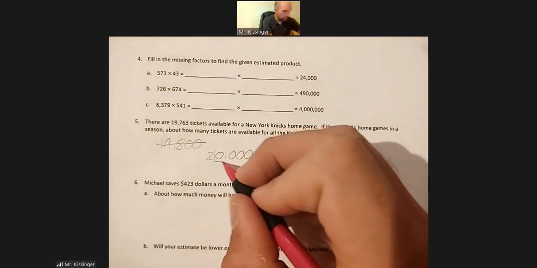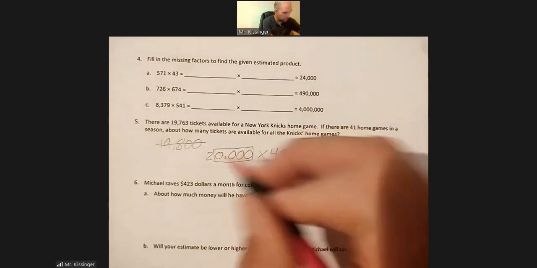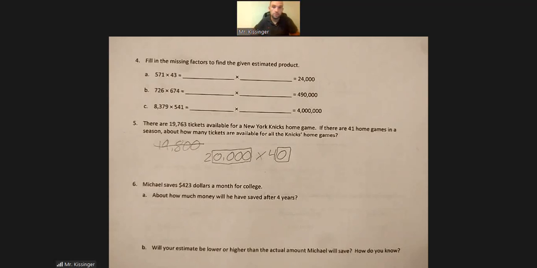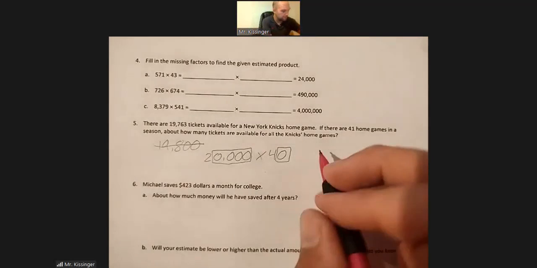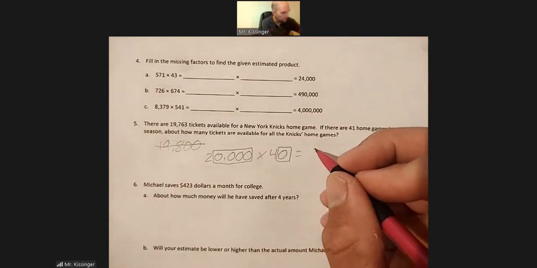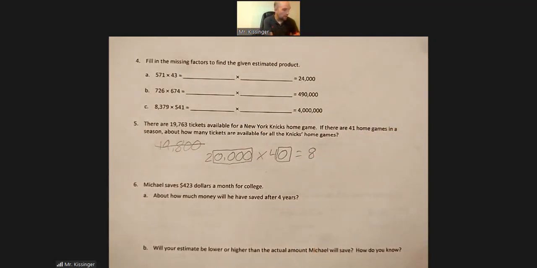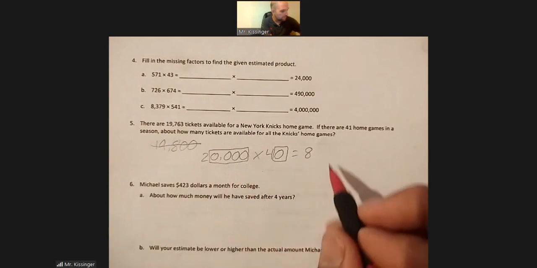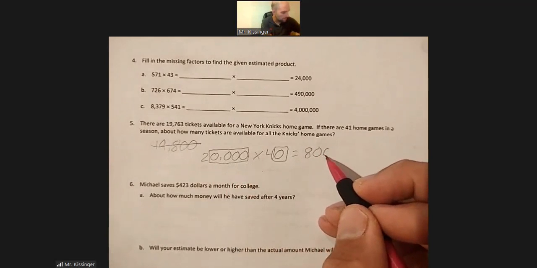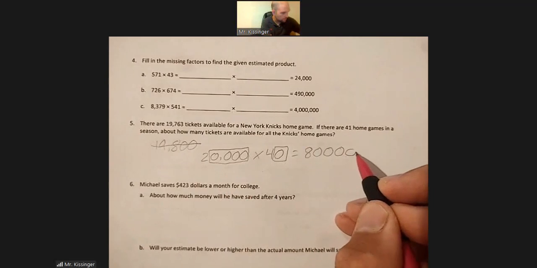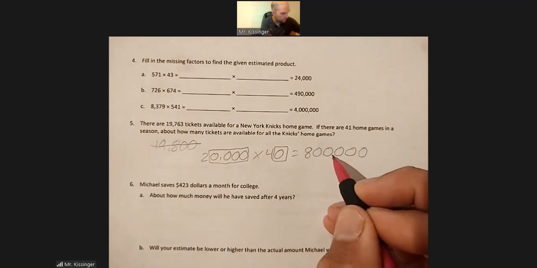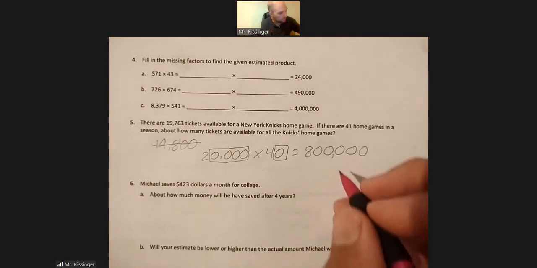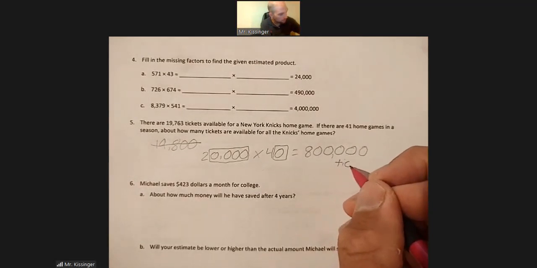All right, let's take our zeros off just for now. And we'll do 2 times 4. That's an easy one. That'll be 8. And then we'll add our zeros back on. We have 1, 2, 3, 4, 5. And we have 800,000 tickets available for all the home games.